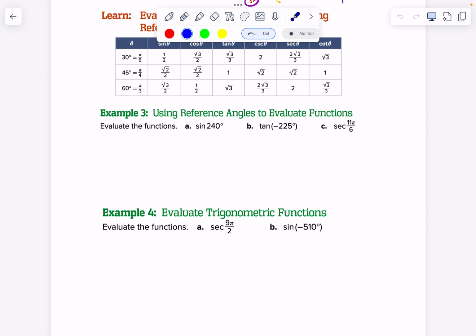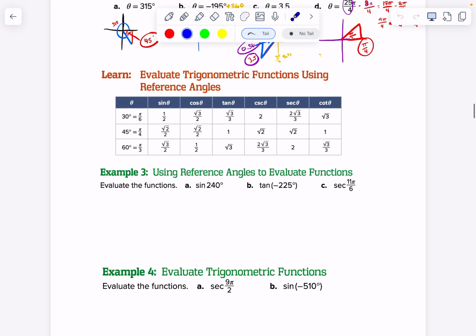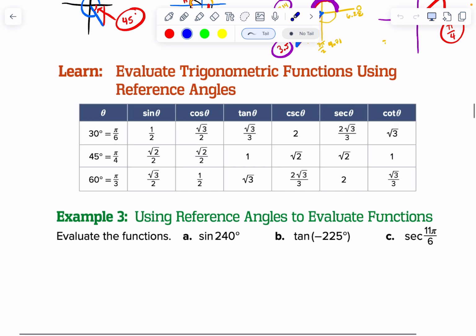4-4, example 3. What you need, do you guys have your unit circle? Get him. We need him. Unit circle, unit circle. Okay?